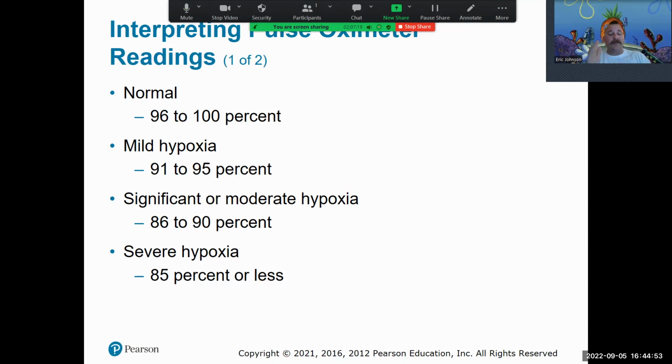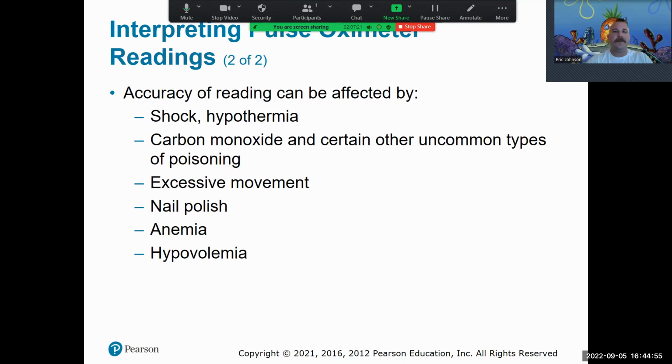Now, if you really want to know why I hate this device, here we go. Boom. Your SpO2 monitor can be affected by shock, hypothermia, carbon monoxide poisoning, excessive movement, nail polish, anemia, hypovolemia. These are just a number of different things that can absolutely throw these devices off. Now, why are these things that we would mention? It's because SpO2 monitors are not worthless devices.